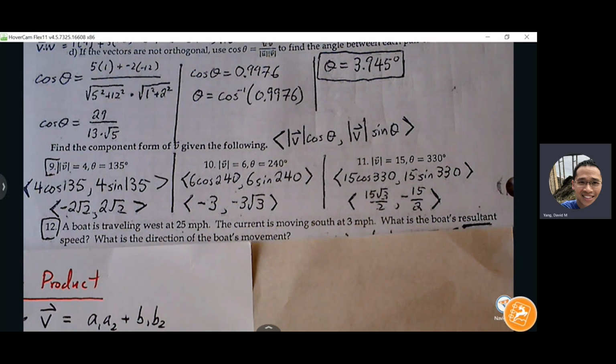I do want to walk through 12 and 13 with you, as well as a few more word problems. Now, getting that practice translating those words into something that we can work with algebraically and numerically.